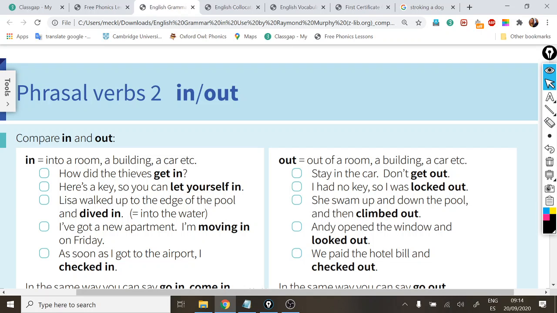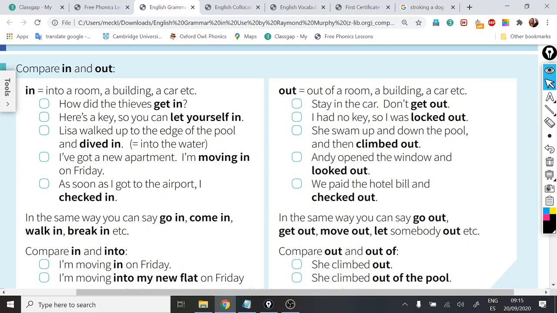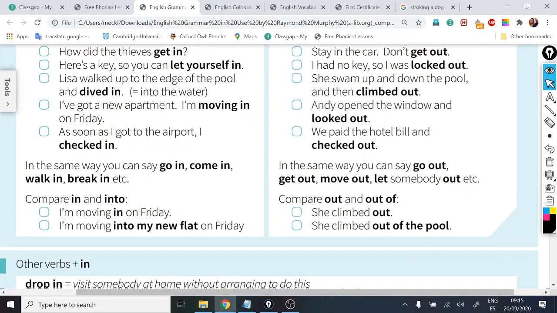Hello, we're going to take a look at some phrasal verbs. We're going to start with some phrasal verbs with the prepositions in and out. In and out can be turned into and out of, respectively, when we have the object afterwards. So we say, she climbed out of the pool, or I'm moving into my new flat.